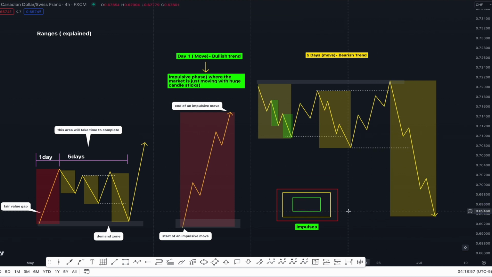Okay, so to understand the structure, you just have to know this main impulse, and then the rest is history. You have to wait for this aggressive move in the market, and then wait for the market to create a huge correction before we can see another move to the upside.